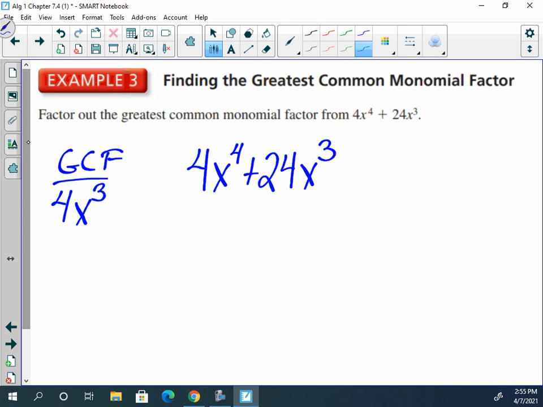So the greatest common factor, the biggest thing I can divide out of both terms is 4x to the third, yes? Okay, so that's our greatest common factor. Now what we're going to do is we're going to factor it out. We're going to divide it out of each term.